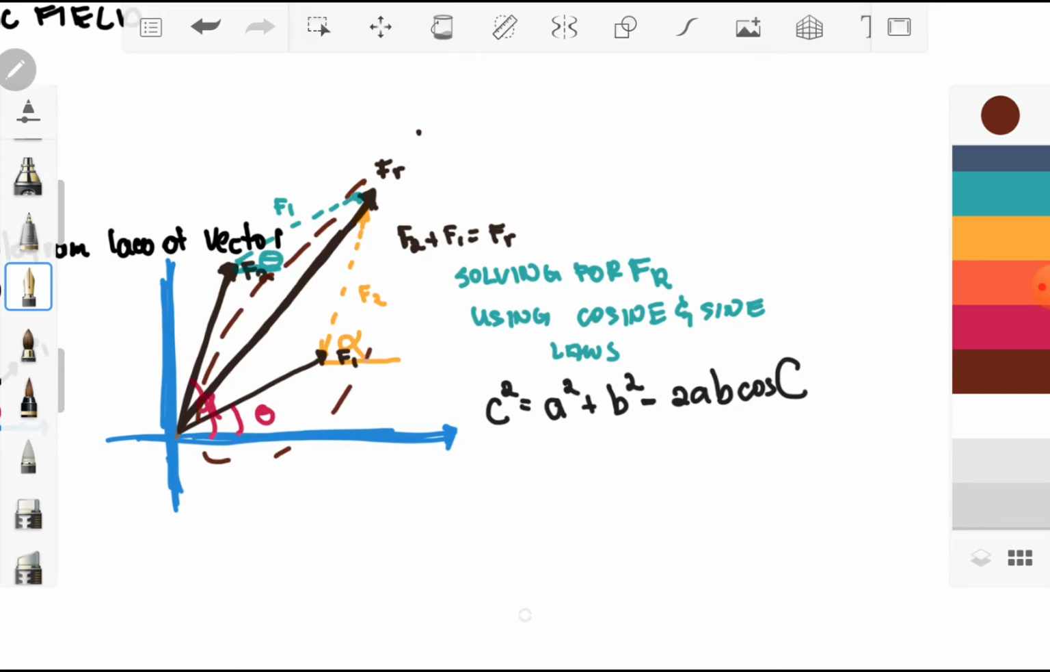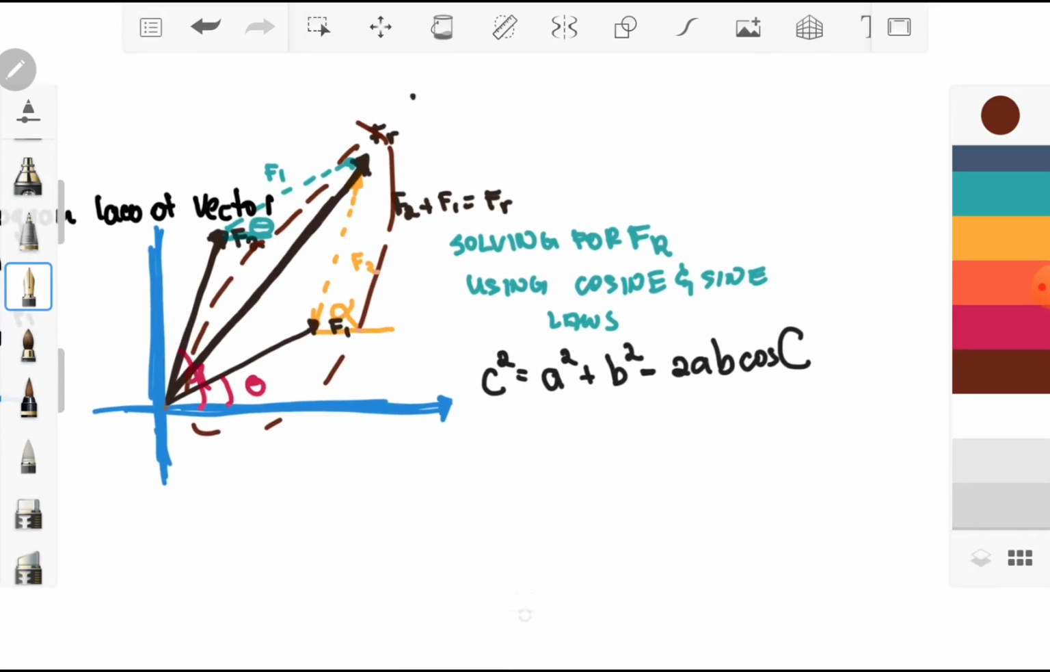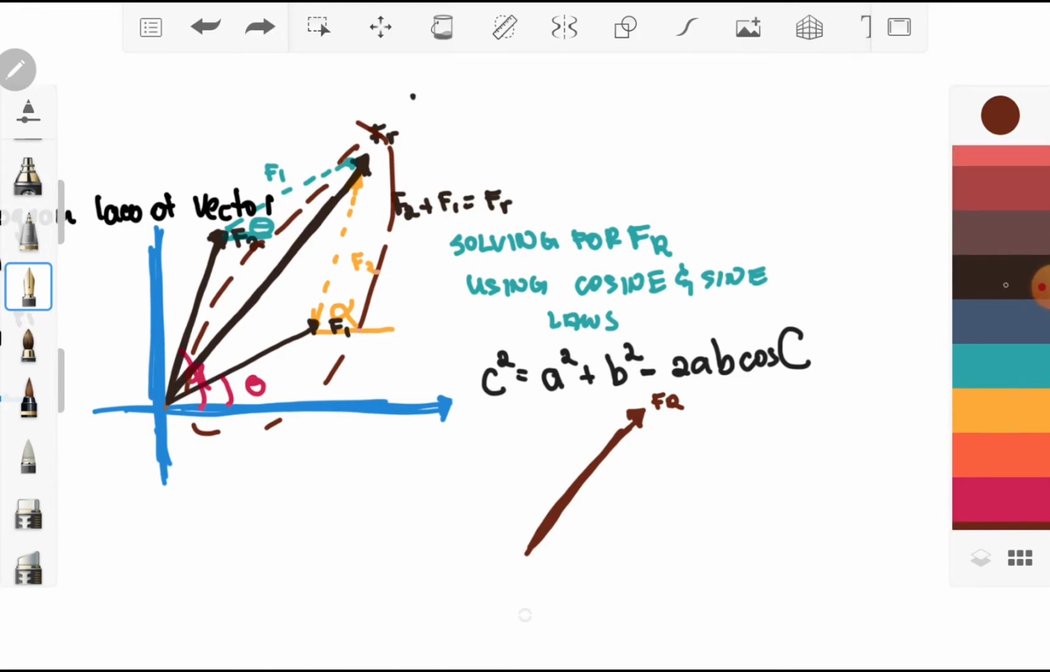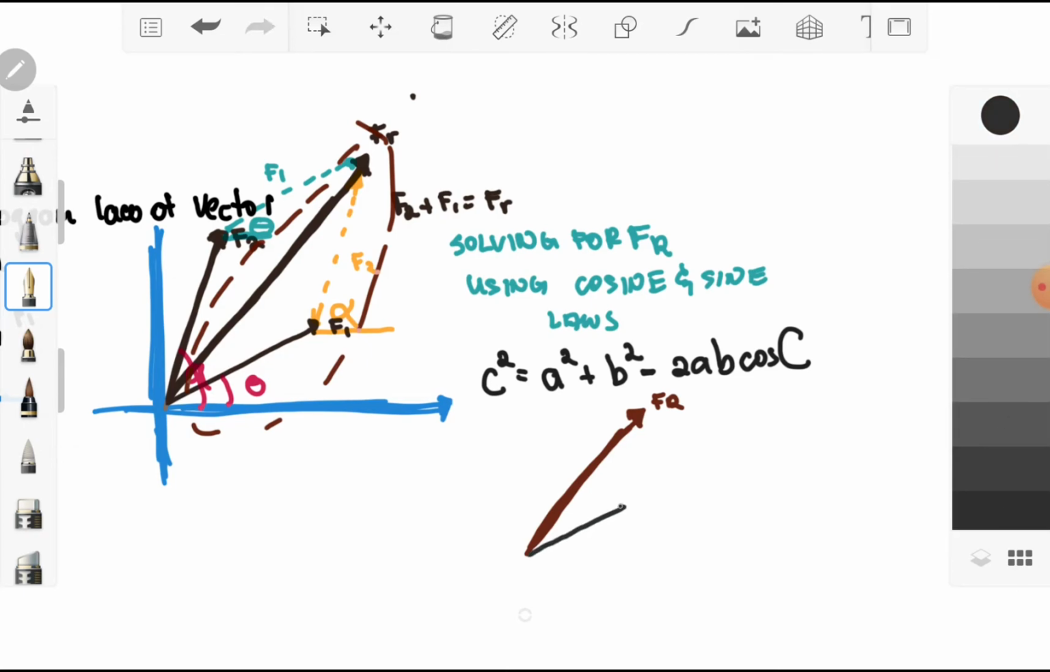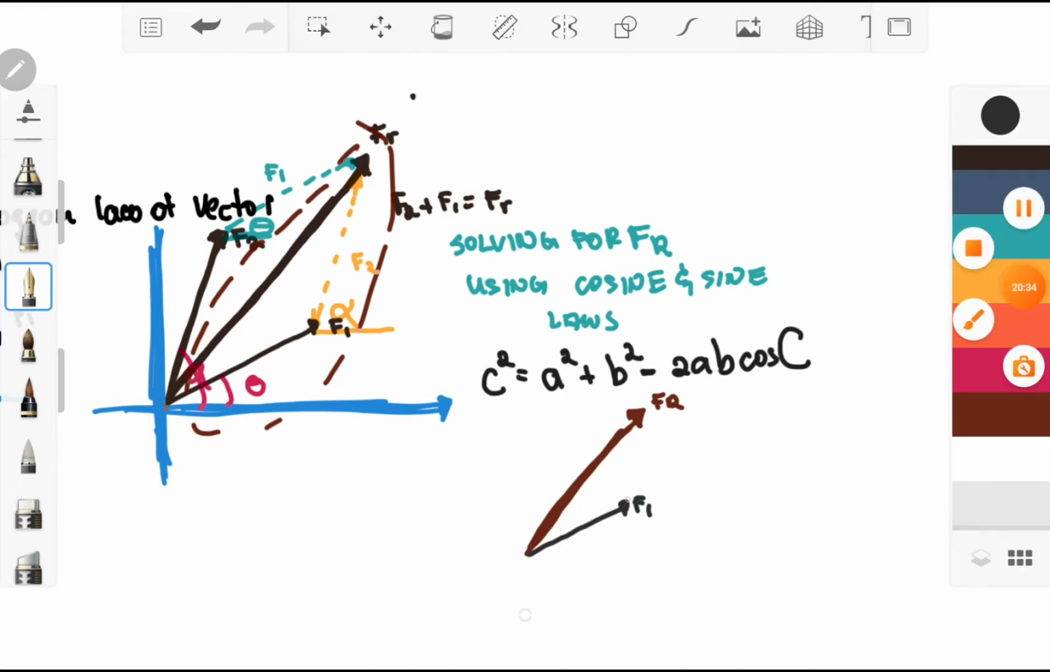So we'll have my F1 and F2. So this is my FR. And then my F1, which is projected also. Your F1 and F2 projections. So I have my F1 and then its projected value of your F2.